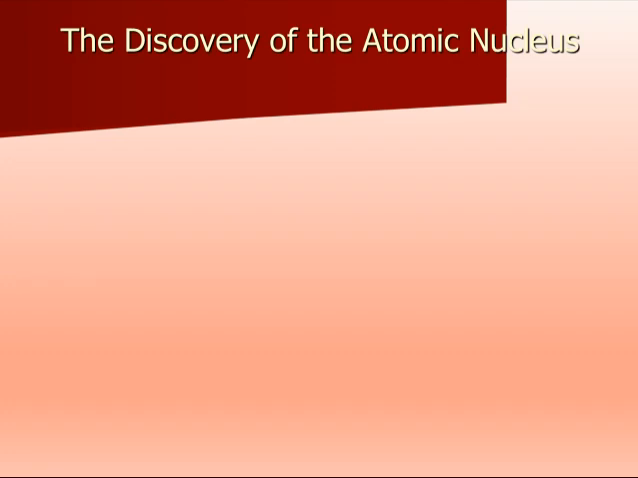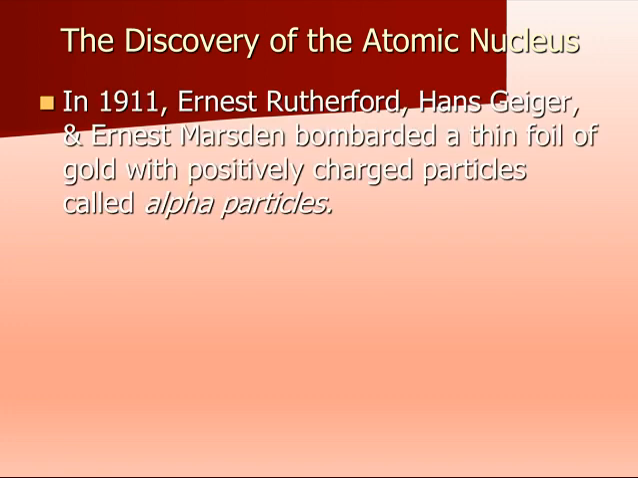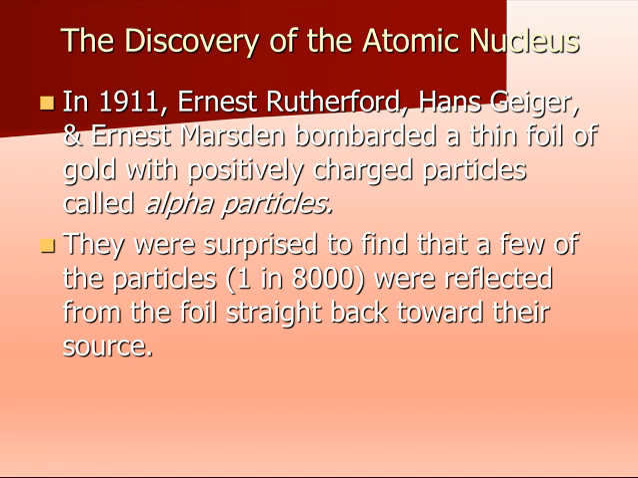Well, let's move on to discovering that nucleus that we're missing here so far. In 1911, Ernest Rutherford, Hans Geiger, and Ernest Marsden bombarded a thin foil of gold with positively charged particles called alpha particles. Just a little background, Ernest Rutherford had recently won a Nobel Prize for his work with alpha particles, so he knew a little bit about them. He knew that they were positively charged, and he knew that they had a mass of about 4 times a hydrogen atom. And so what he decided to do was take those alpha particles and just throw them at some gold foil.